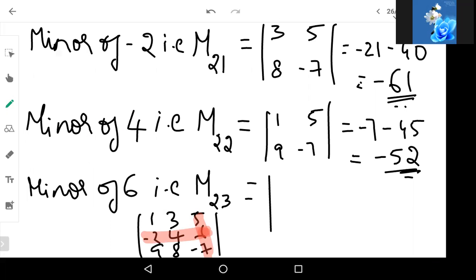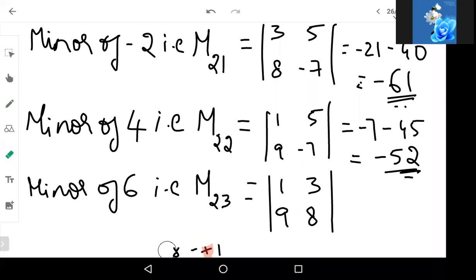You have 1, 3, 9, 8. Find the determinant value quickly. Minus 19. Okay, 8 1s are 8, minus 9 3s are 27. So you get minus 19. Very good. Any doubts still here?